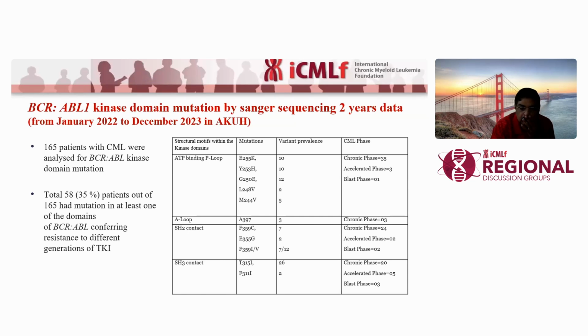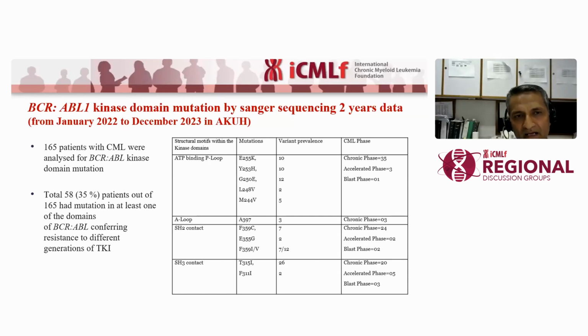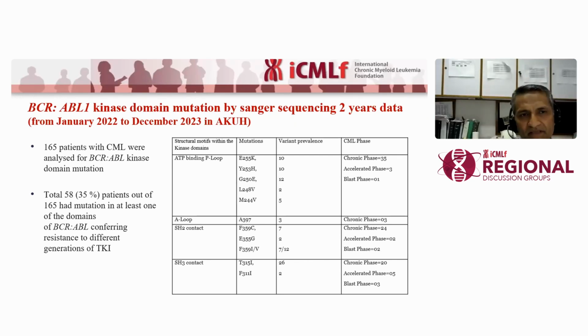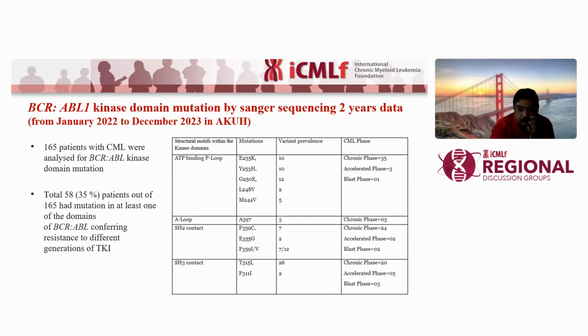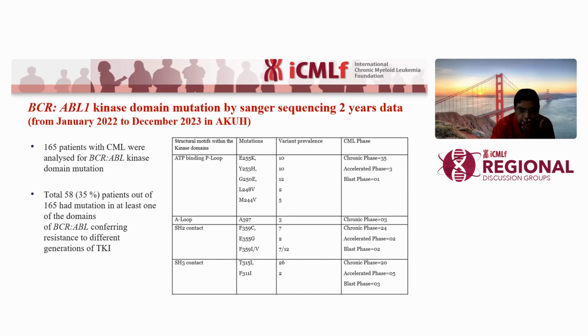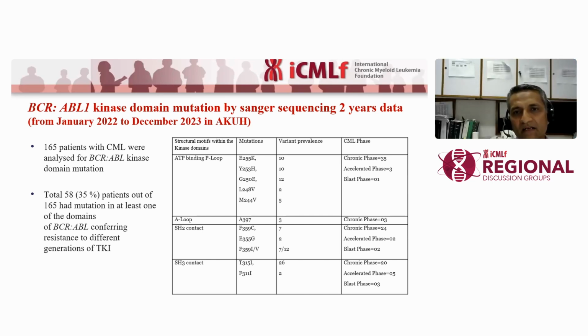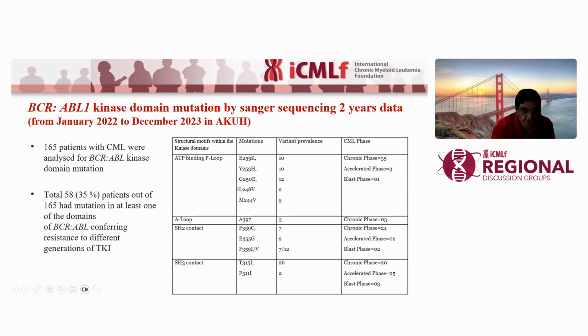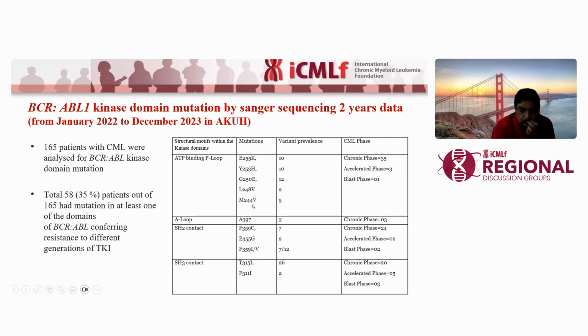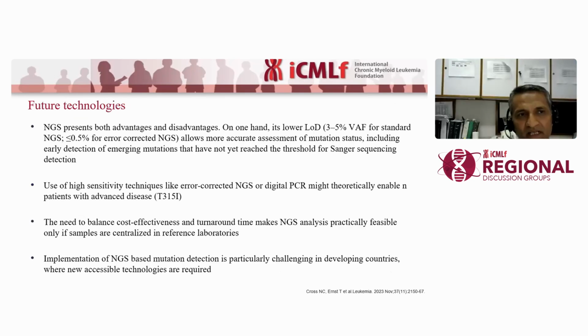We have similar data of our own. We collected data from around 165 patients of CML. We did Sanger sequencing for the ABL kinase. It's 2-year data, and 35 patients reported a mutation, and again our mutations are detected more in the P loop, and the SH2 loop is more than the others.